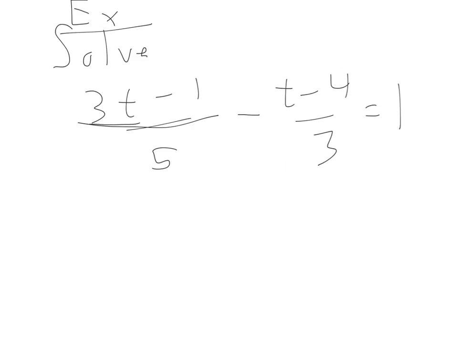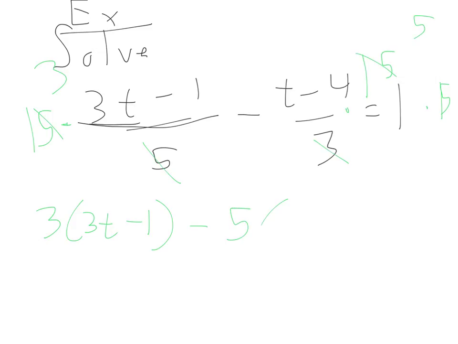Alright, solve this equation. What you need to do, again, is get it into a common denominator. If you were to multiply everything by the least common multiple, which would be 15, 5 and 15 reduce to 3, so you have 3 times (3t minus 1), minus, 3 and 15 reduce to 5, so minus 5 times (t minus 4), equals 1 times 15, which is 15.